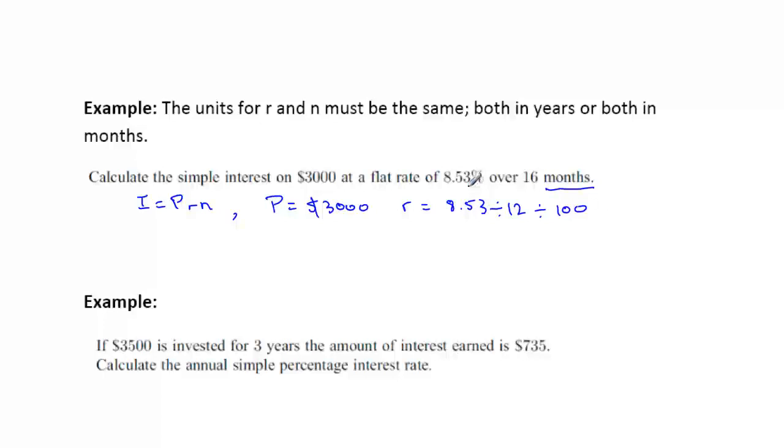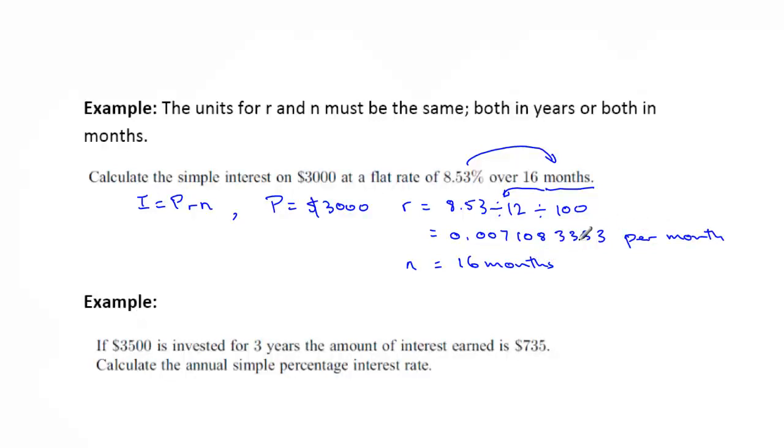Now you might need to make a note about this. So this has got to become a monthly interest rate, and that's done by dividing by 12, and then that's as a decimal. So the interest rate is 0.0071083333, and that's per month. And we're going to keep it with all those decimals. That's virtually the full calculator display, so we don't make any mistakes with rounding. And we've got our value of n for 16 months. We can actually leave that in months now because we've done our interest rate in months.